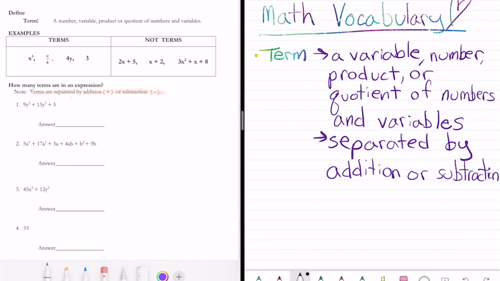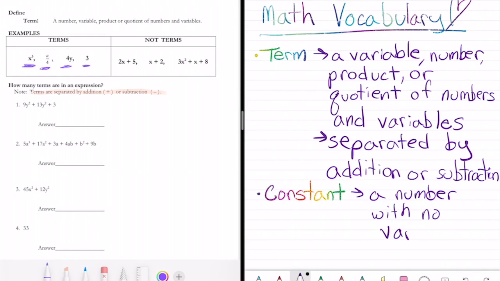So let's take a look at these examples. This is a term because there's multiplication. This is a term, there's division, multiplication, and then just a constant, right? That word constant is another one that we're going to look back at. Constant is a number with no variables. So just like a regular number, or counting numbers that we've known since kindergarten.